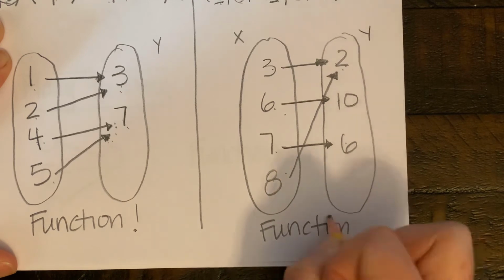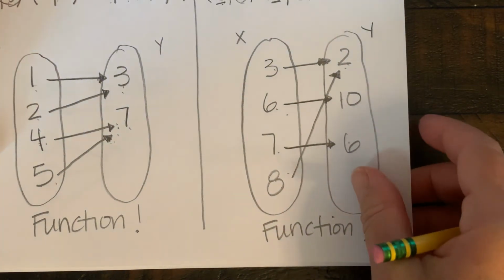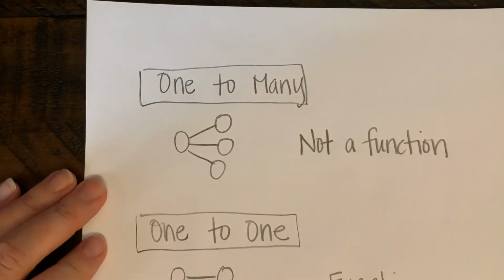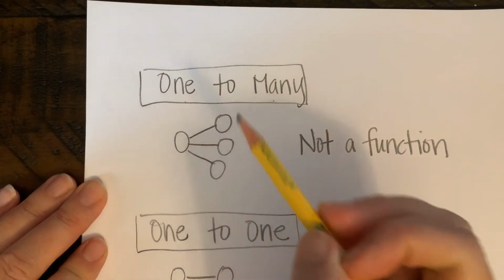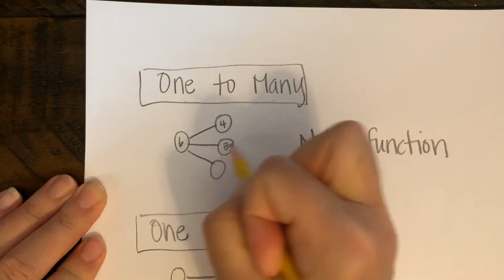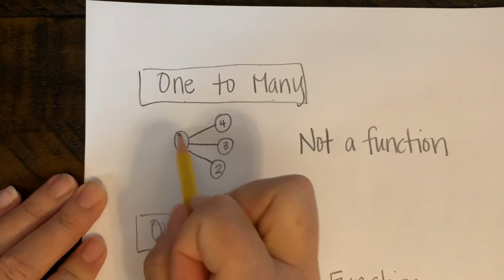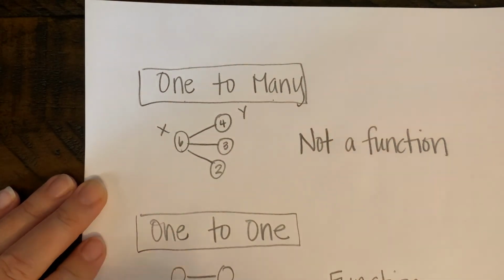Now, just to help you understand, I did draw a diagram. So if you want to, you can take notes on this. Now remember, when we're looking if a relation is a function, if it's a 1 to many, so like if a 6 becomes a 4 and a 3 and a 2, it is not a function because I have one X becoming many Y's. That can't happen.